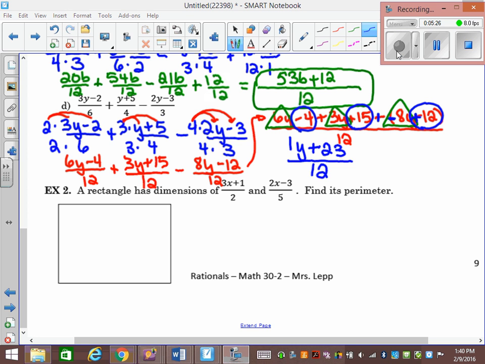All right. So if we want to walk around this, we're going to need this length plus this length, which are the same. This length plus this length, right? So you can either add them all separately, or you could do 2 of these lengths plus 2 of these widths, right? Doesn't matter which one's the length and width. Is it going to change it? No. So we can go perimeter equals 2 times 3x plus 1 over 2 plus 2 times 2x minus 3 over 5.